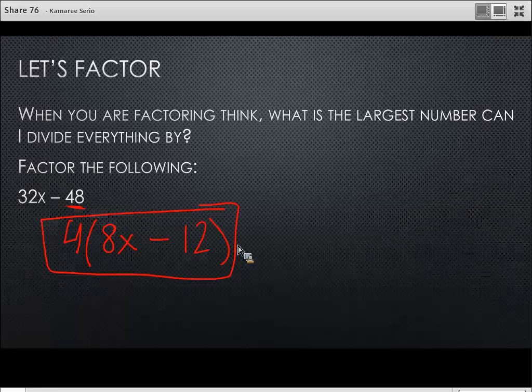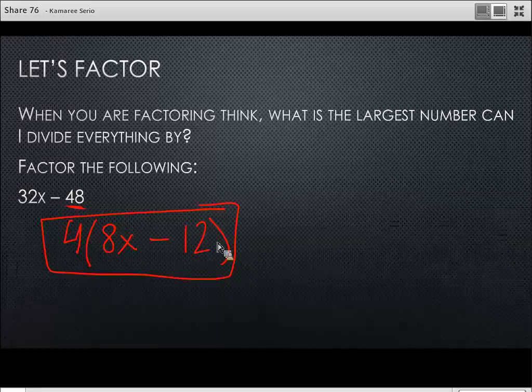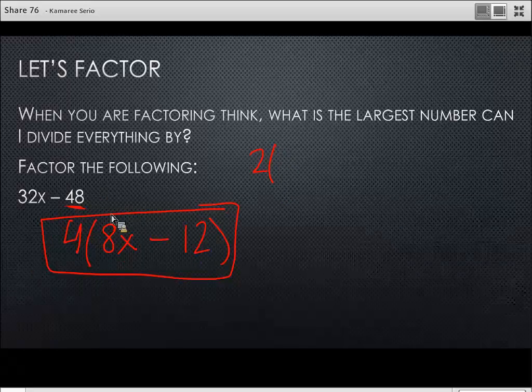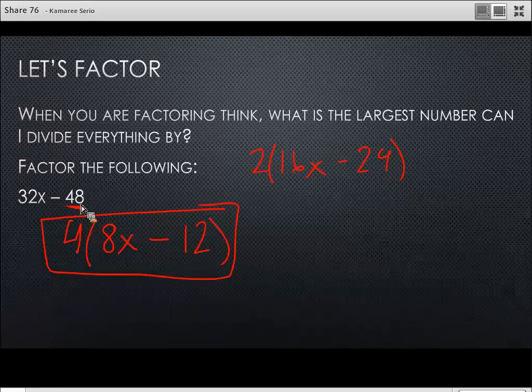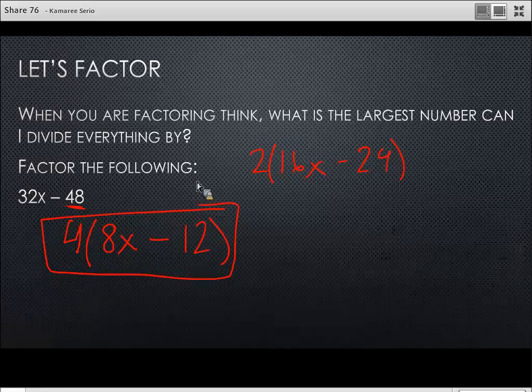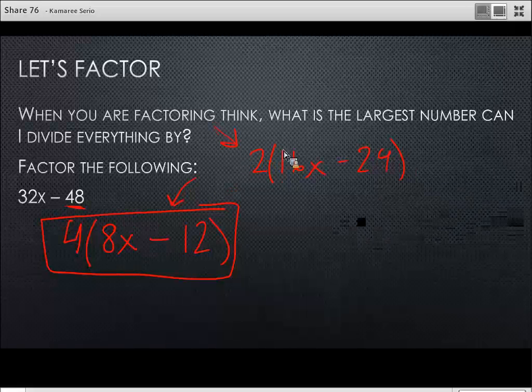Now guys, for these type of problems, there's multiple answers, because obviously here I pulled out a 4, but I could also pull out a 2, because this is even. So 2 times 16 is 32, and 2 times 24 is 48. So there's multiple answers. The good news is that on your exam and checkpoints, it should be majority multiple choice, which means that you could either see this answer or this answer, and you just have to know that both of those work.